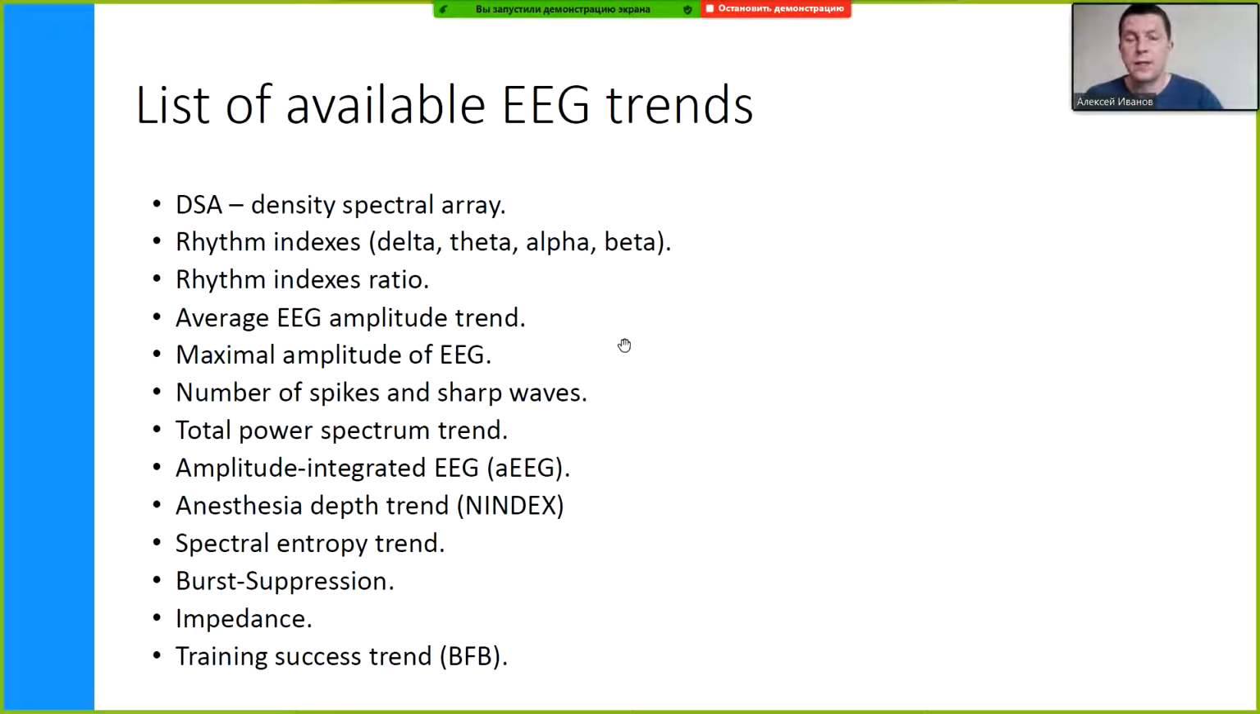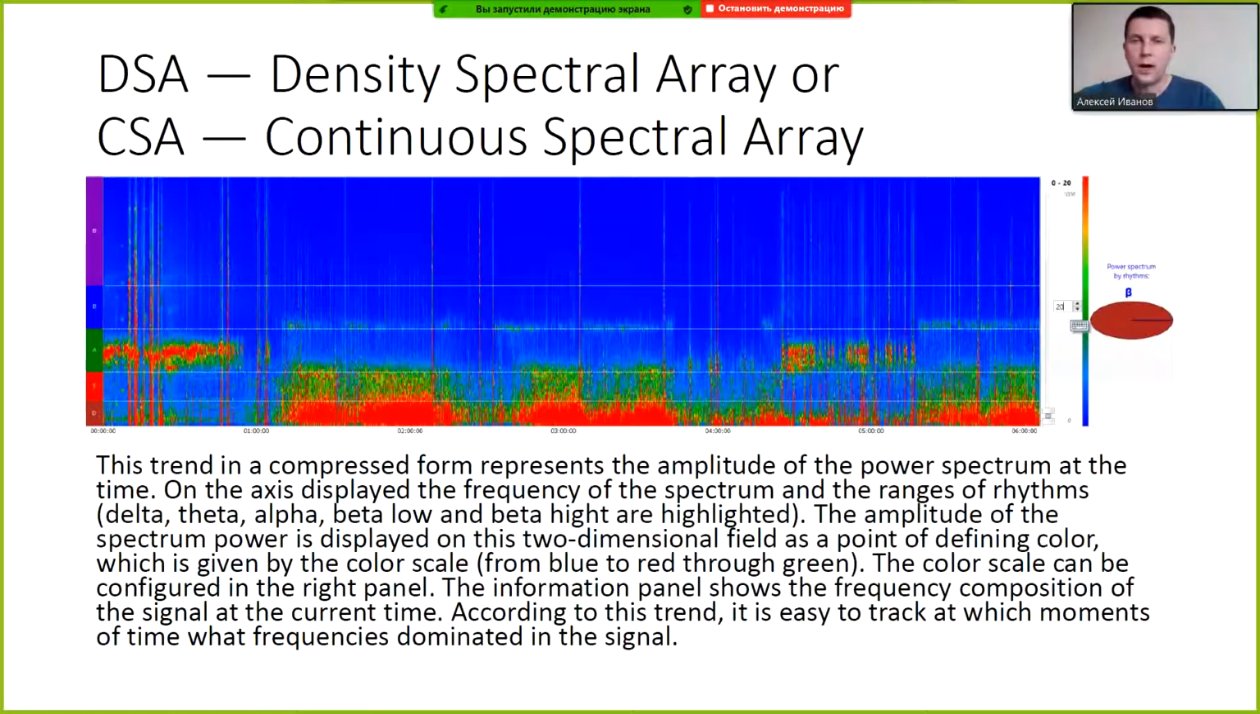On this slide, you can see a list of all available EEG trends in neuronspectrum.net software. And now, let's have a more detailed look at each of these trends. So, our first trend is density spectral array, or the so-called continuous spectral array. This trend is a compressed result of spectral analysis. It shows the amplitude of spectral graphs over time.